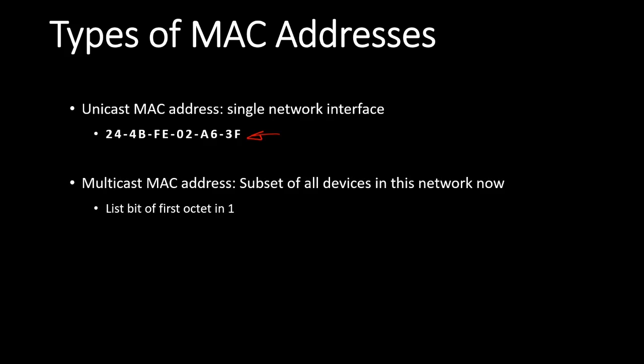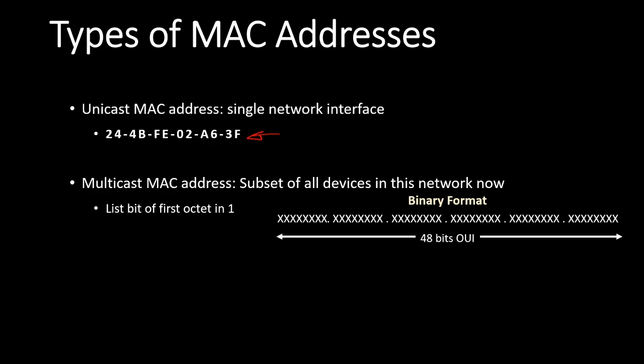MAC addresses can be multicast, which means they represent a subset of all devices in the network now, and we can identify these multicast MAC addresses by looking into this bit in binary format. This is the last bit of the first octet, and if this bit is 1, this means this MAC address is multicast. Otherwise, the MAC address is unicast. So if a MAC address has 1 in this bit location, this means it is a multicast and it is for a subset of all devices and not for a single device in the network.